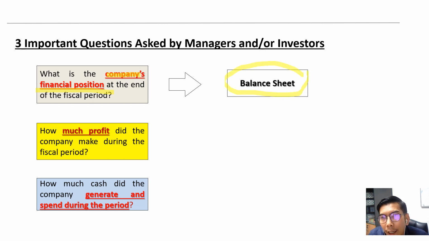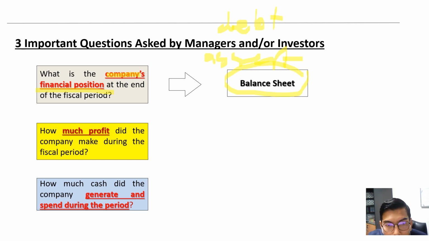In the balance sheet, we will show our assets, our liabilities, our debt, and our shareholders' equity, duit pemegang saham and so on. We are going to show it in our balance sheet. So how much is our current asset, non-current asset, current liabilities, non-current liabilities? Jangka masa pendek dan jangka masa panjang. That's how we respond to this first question.